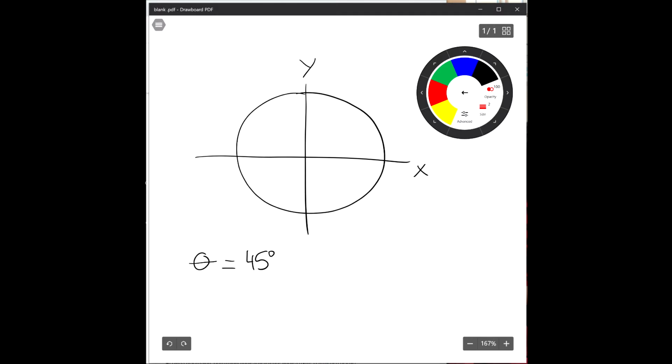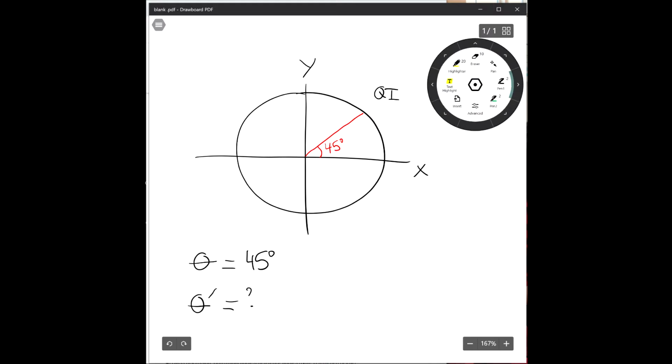Then on the unit circle, we will have 45 degrees right here. So we know this angle is 45 degrees. The question is how to find the reference angle. The reference angle will be labeled as theta prime, question mark. First of all, we know 45 degrees is in the first quadrant, quadrant number 1.